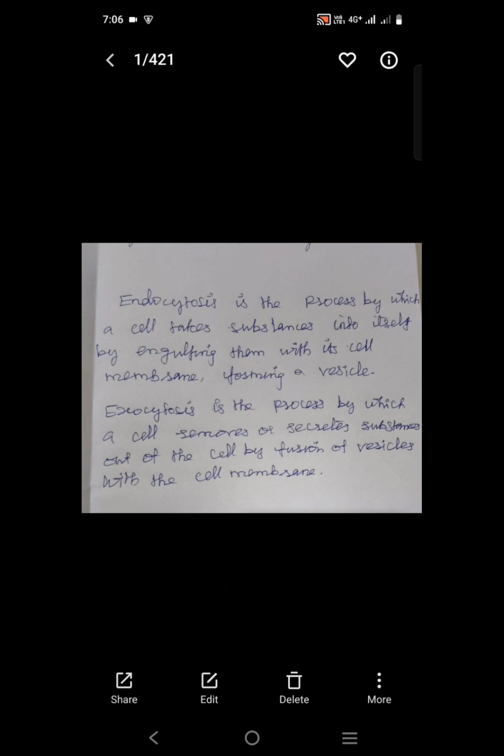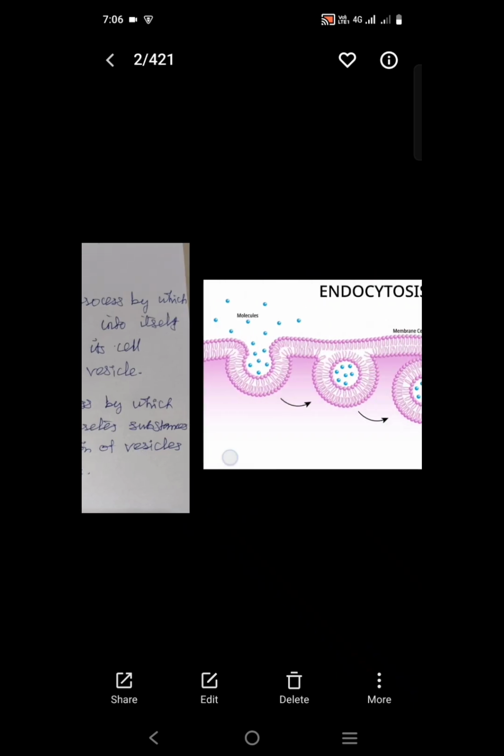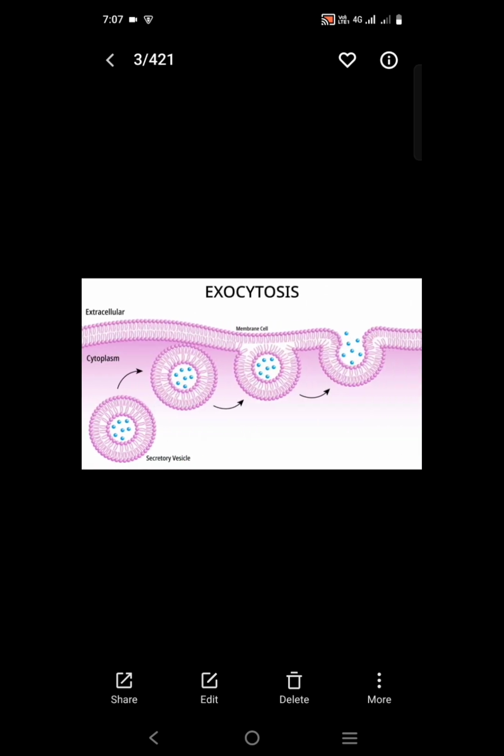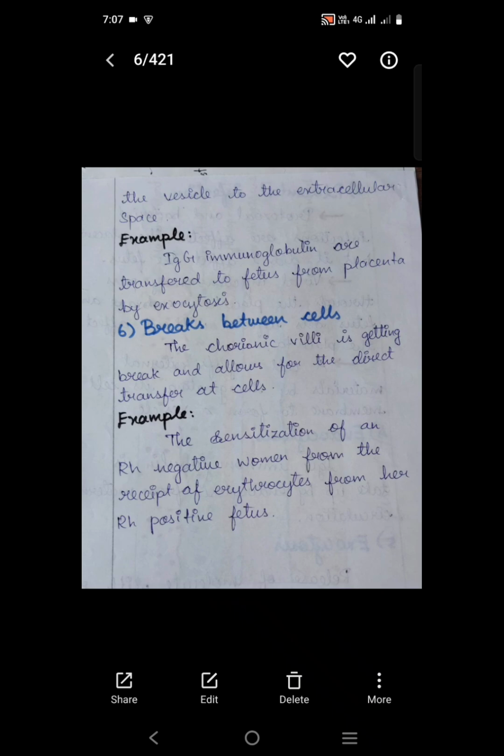Here, engulfing into the cell is endocytosis. Exocytosis means it spills out the substance. This is endocytosis, it engulfs, and this is exocytosis, it secretes and spills out of the cell. And the next example of exocytosis is that IgG immunoglobulins are transferred to the fetus from the placenta by the exocytosis method.